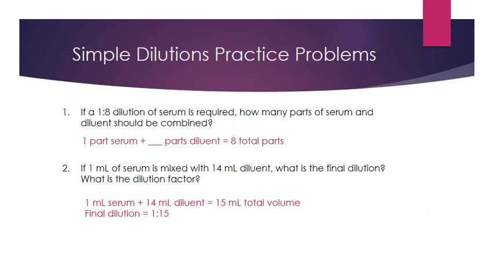If 1 milliliter of serum is mixed with 14 mils of diluent, what is the final dilution? What is the dilution factor? So we have 1 milliliter of serum plus 14 milliliters of diluent. And that gives us 15 milliliters of total volume. So what is the final dilution? Well, we've got our original sample volume, which is 1, and then we have that over our total volume. So 1 to 15 is our final dilution. Now, what is our dilution factor? Again, it's just the reciprocal of your dilution ratio. So dilution factor is 15.